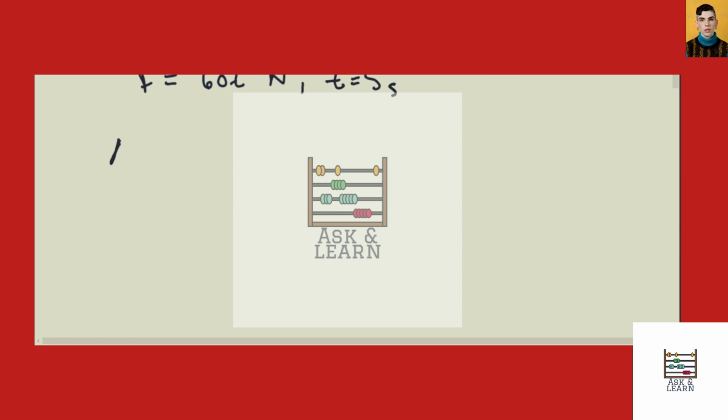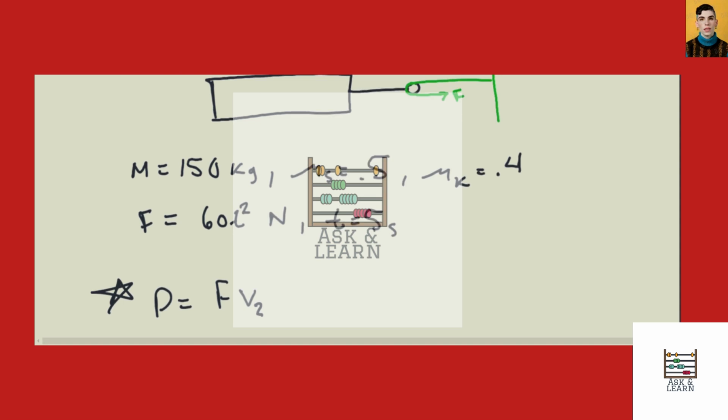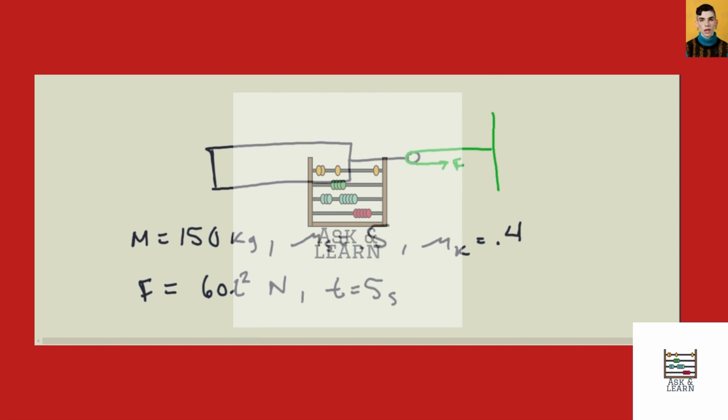So we know that power is equal to the force that's being generated times the velocity. But this velocity we'll call v2. This is the velocity during those 5 seconds, so after the block begins to move, because initially it's at rest. So to find this velocity, we can go back to the diagram.